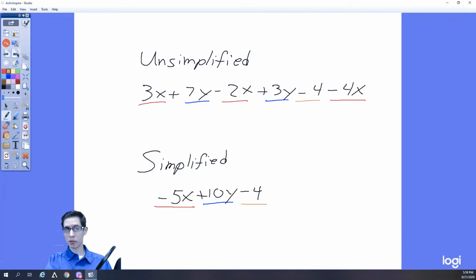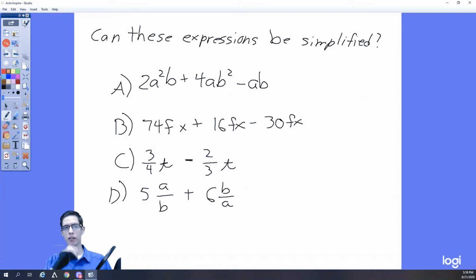That brings me to a question. How do I know what can be simplified and what can't? Let's look at a few of these expressions here, and let's talk about each one individually. I'm going to switch to my red, and I'm going to look at each set of terms, each expression. So this group here, group A, says 2a squared b plus 4ab squared minus ab. What do you think? Can this expression be simplified? Yes or no?